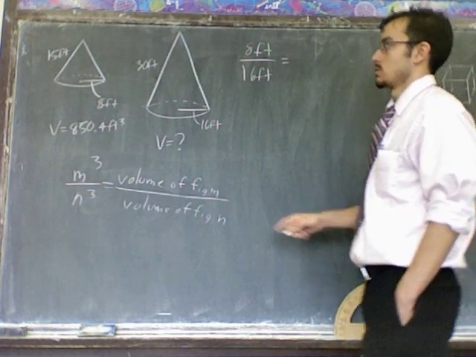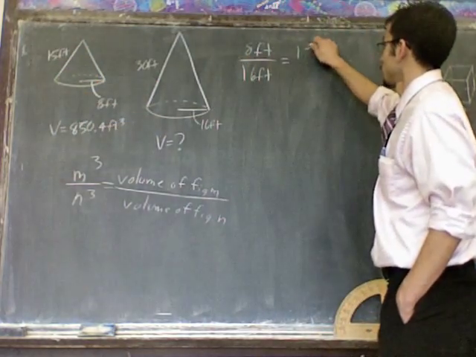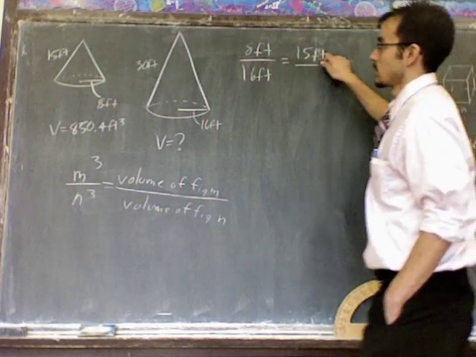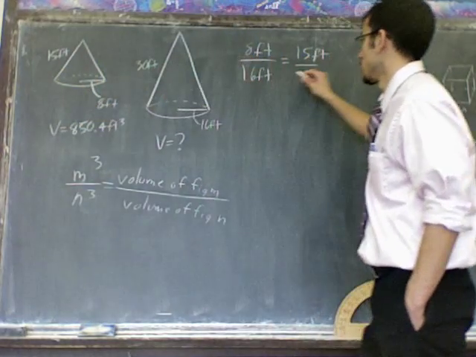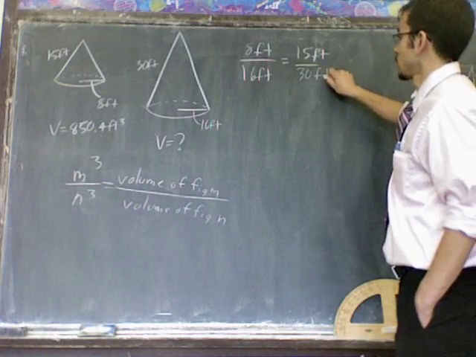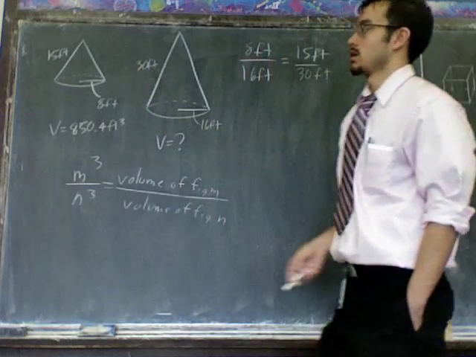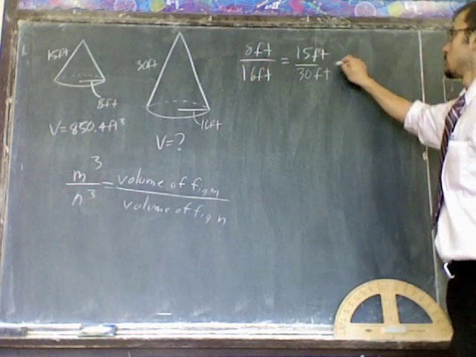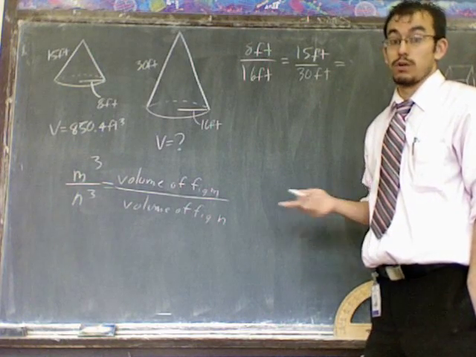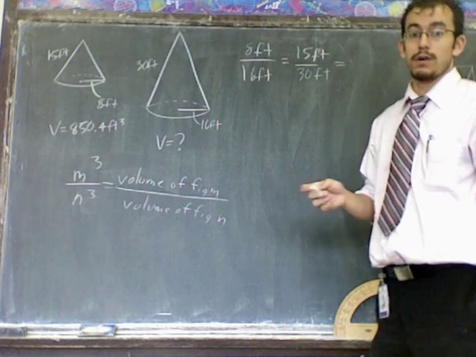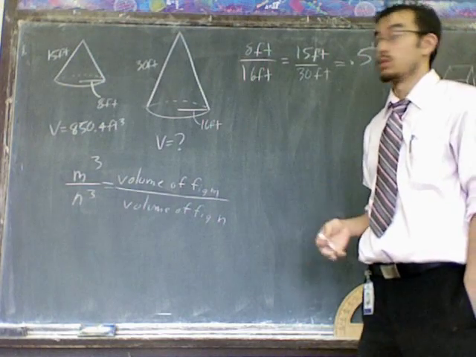And I set that equal to, well, I picked from the small cone first, so I pick another measurement, 15 feet. This lateral height of this cone matches with this lateral height of this cone here, 30 feet. So I paired a radius with the radius, lateral height with the lateral height. Now all I have to do is make sure that these give me the same fraction, the same decimal. 8 divided by 16 is 0.5, a half. 15 divided by 30 is a half. So these are in fact similar as far as we can tell.